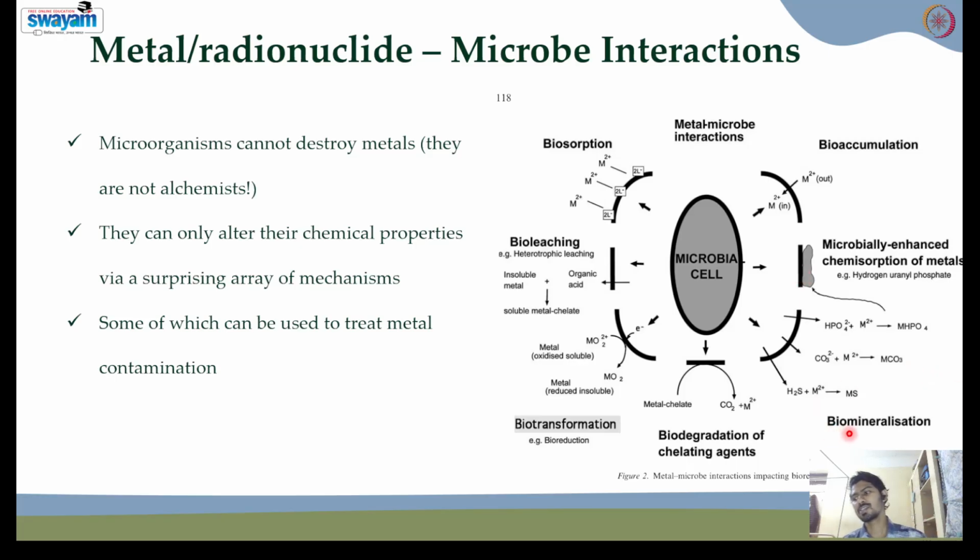And the next strategy is to biomineralize them. What happens here? They tend to mineralize the metals by forming a complex between them. For example, H2S plus M2+ gives a metal sulfide, where the metal forms a complex with the sulfide group present in the hydrogen sulfide. So it forms an absolutely non-toxic form. Then some use chelating agents to precipitate these heavy metals.